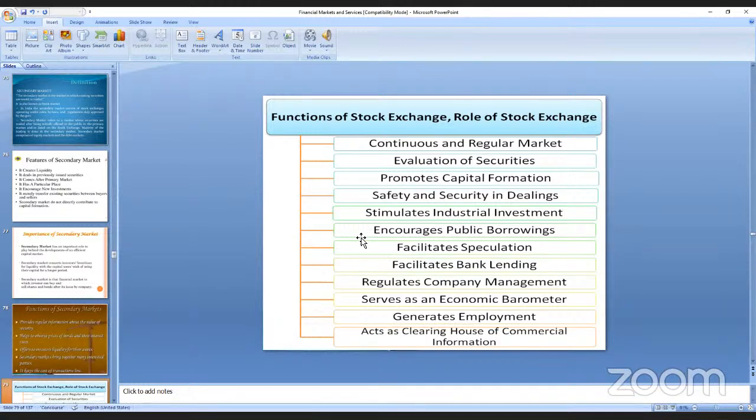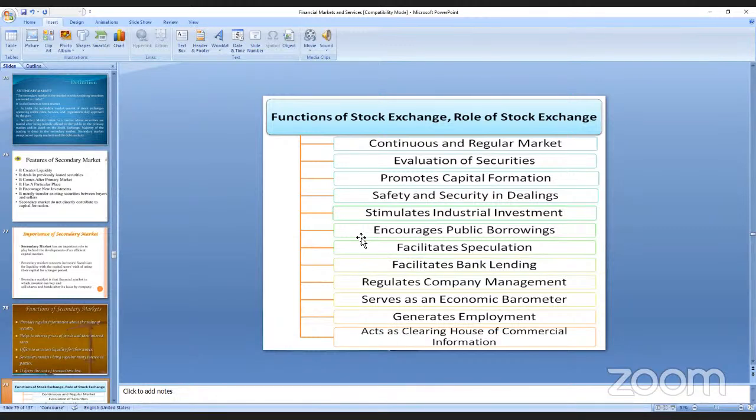It serves as an economic barometer. What does barometer mean? It encourages, and it gives a chance to develop your company. Next is generates employment. If the stock market is introduced, with the primary market and secondary market, when we start with the primary markets we need a lot of people for doing jobs. So it generates employment.